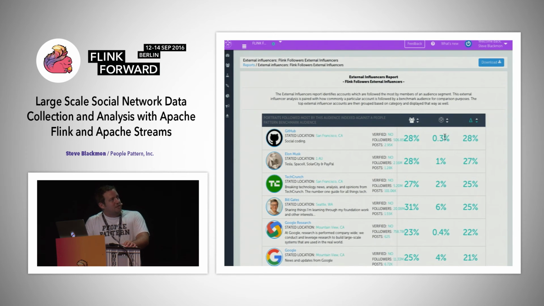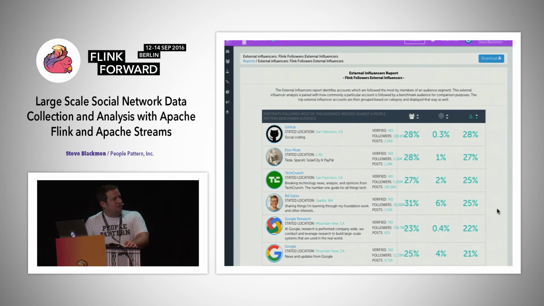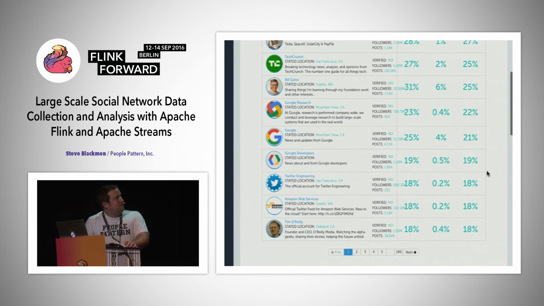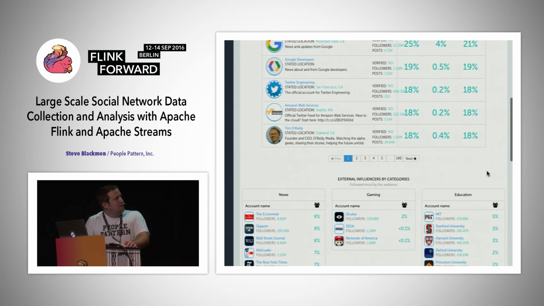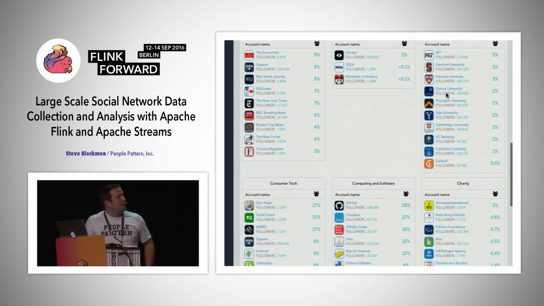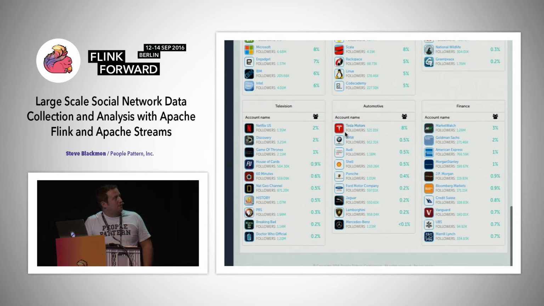So 0.3% of our benchmark group follows GitHub, but 28% of the Flink followers and mentioners do. And this is all reverse sorted and goes on for pages and pages and pages, 140 pages. And then we also are looking at these and bucketing them up into categories. You can look across the education category. These are the top most followed accounts by this group, and the same for all these other categories.